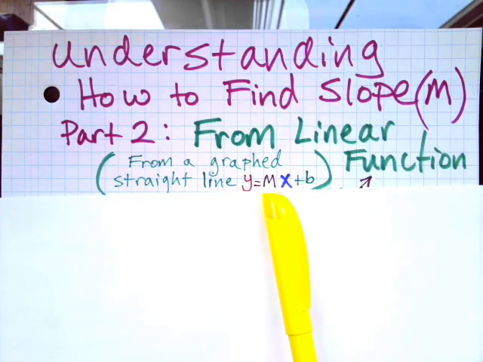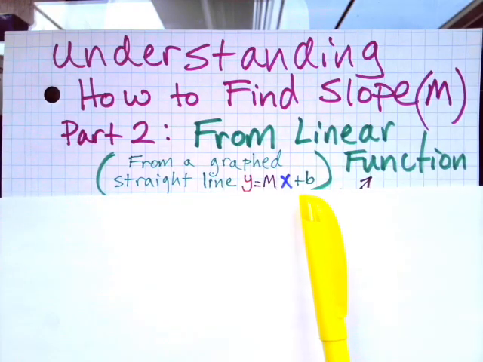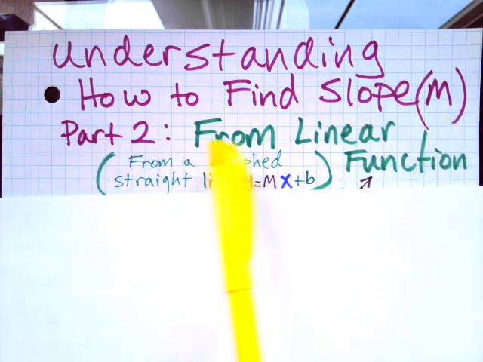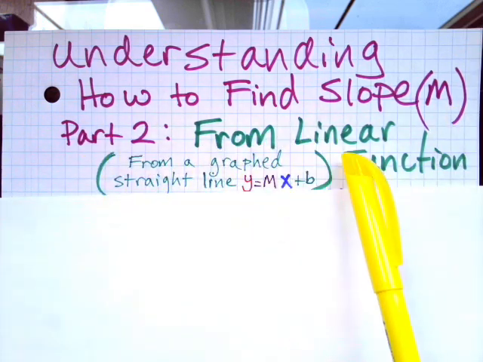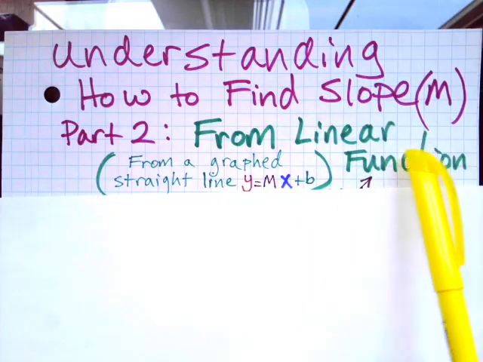Substitute those two values, the value of your slope, which is m, the value of your y-intercept, which is b, in order to create an equation. Hint, hint, this is very important in being able to answer those two questions. So I'm going to be giving you a graphed line. Okay, so understand how to find slope from a linear function, from a graphed line, right?